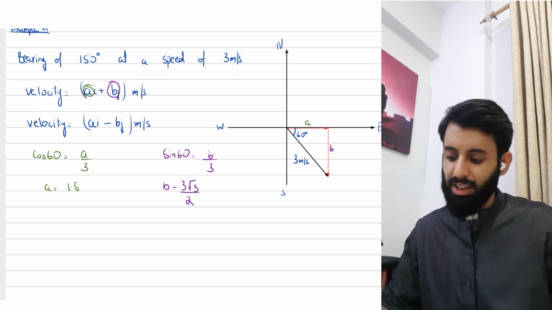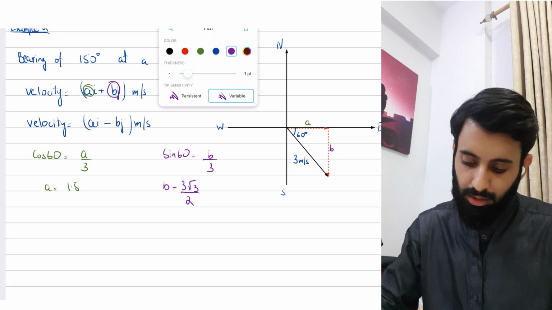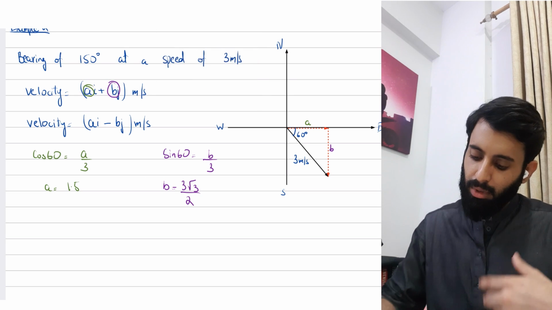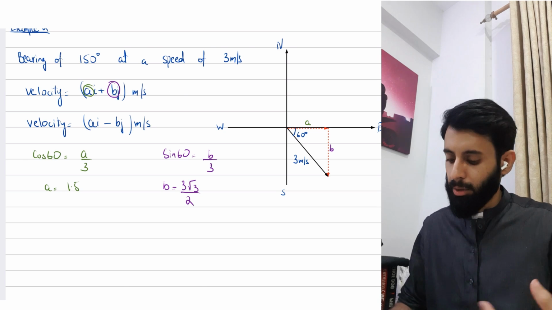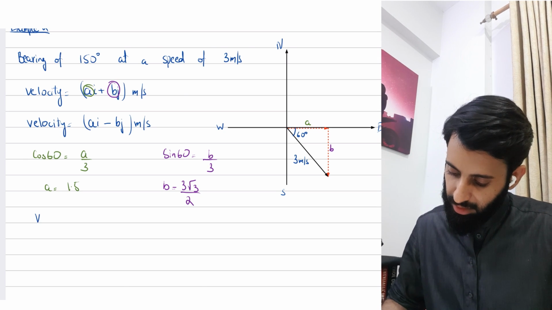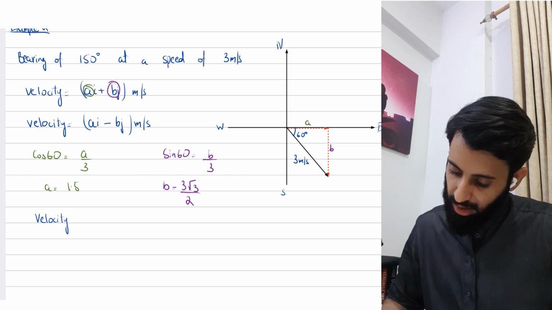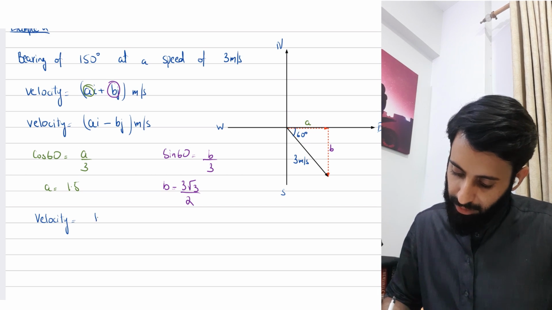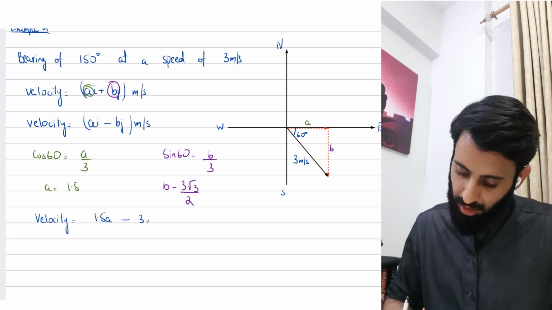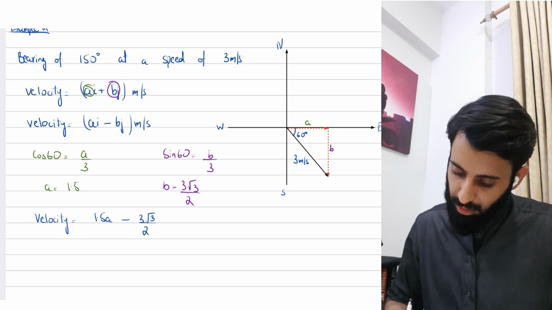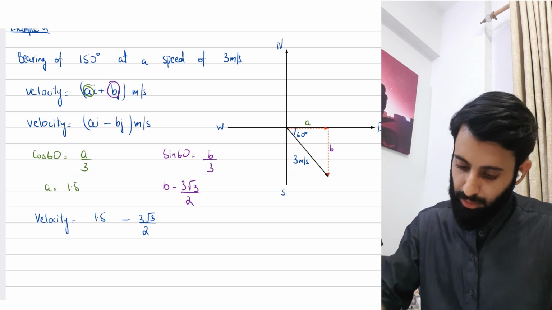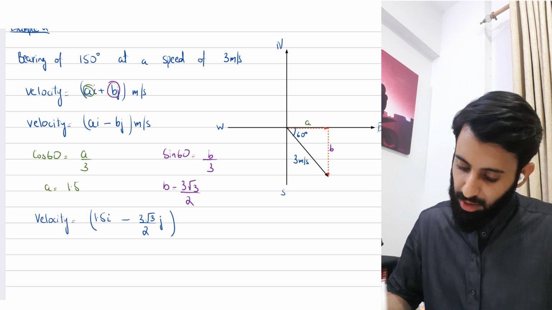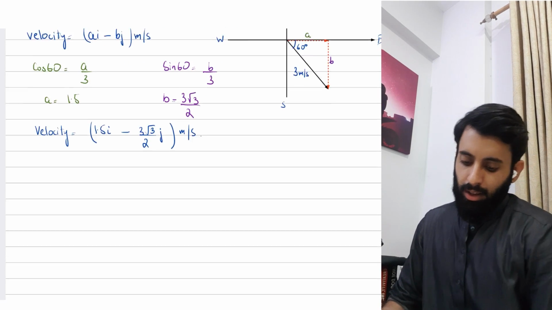Now if the question wants the exact value, then we're going to leave it as it is. If it doesn't, then you can write it in decimal. However, since this is not a final answer, I mean in this case it is, but normally in a question like this there would be a follow-up question, I would prefer to keep it in the exact form. So now we can put a and b together and have our velocity. Velocity equals 1.5i minus 3 root 3 upon 2 j meters per second. So this was the second case.